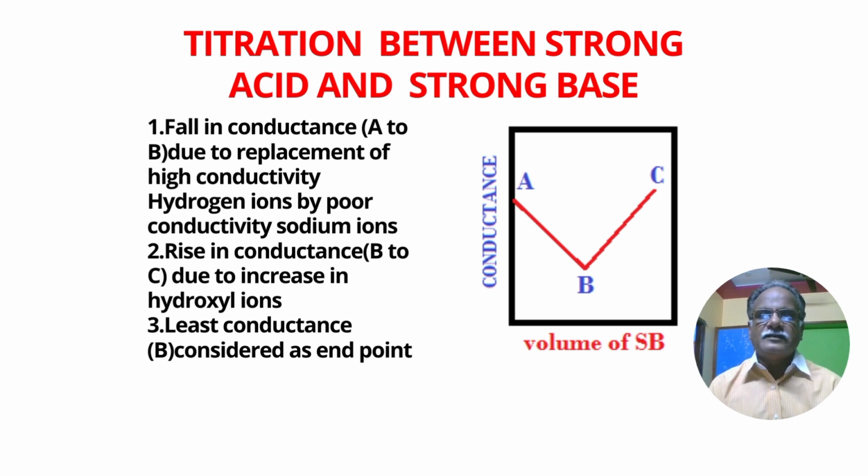Now let us see conductometric titrations between strong acid and strong base. Here the curve will be like this. Here there are 3 points A, B, C. A to B indicates fall in conductance, B to C indicates rise in conductance, and B is the endpoint.